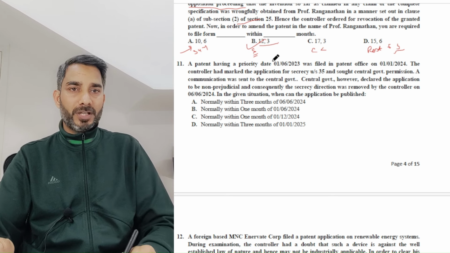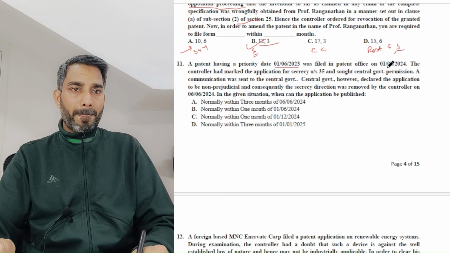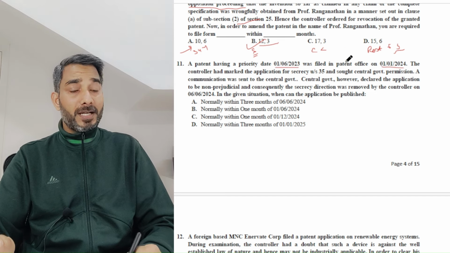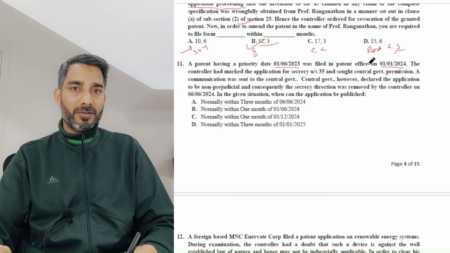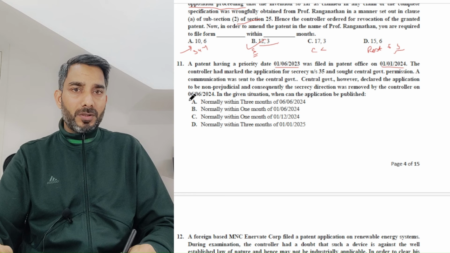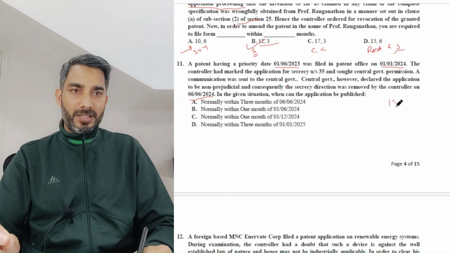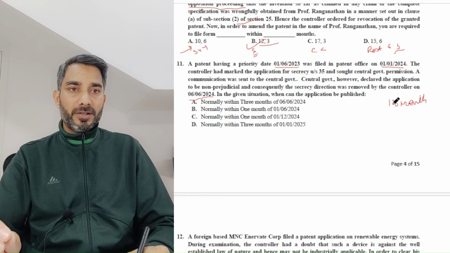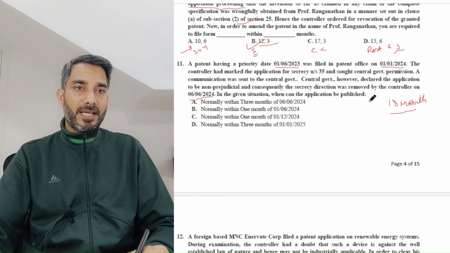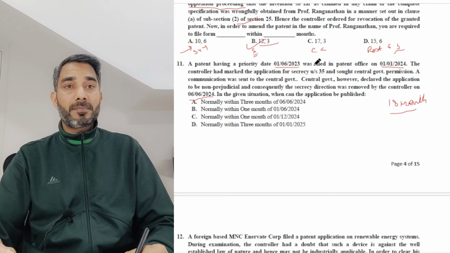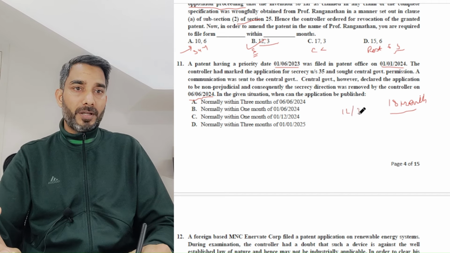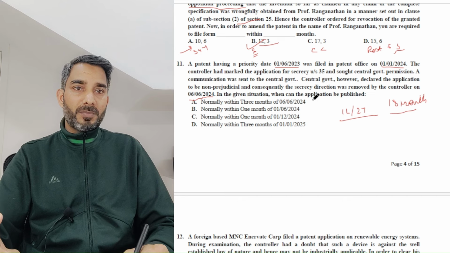So what is the timeline that we need to worry about? Priority date is 1/6/23. This is important. Filed on 1/1/24 and secrecy direction was removed on 6/6/24. So application should be published after 18 months, or as soon as the secrecy provision is revoked after 18 months. So in this case, have the 18 months happened or what? No, 18 months would happen in December 24, 12/24, right?